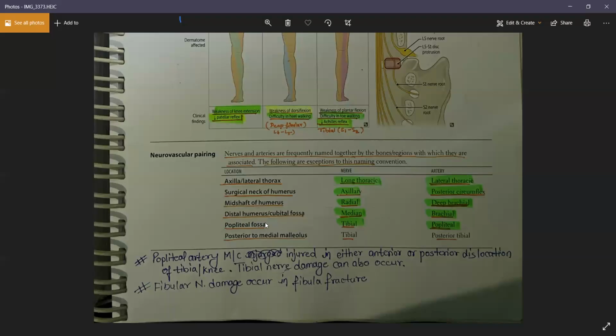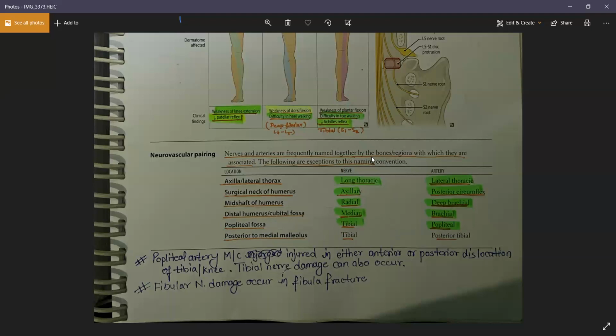Then you have the popliteal fossa. For the popliteal fossa, we have discussed the tibial nerve and the popliteal artery. You have the tibial nerve there, and it is always accompanied by the popliteal artery. Then posterior to the medial malleolus, you have the tibial nerve again, and it is accompanied by the posterior tibial artery.